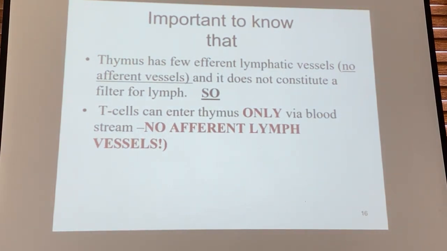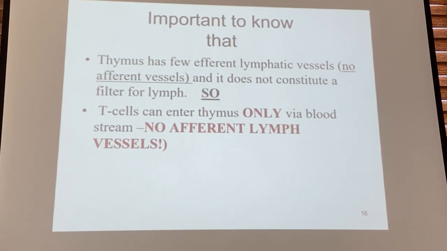Important to know, there are no efferent lymphatic vessels for the thymus. This is one differentiating point between the thymus and the lymph node. If you remember from the last lecture, there are a large number of efferent lymphatic vessels carrying lymph to be filtered by the lymph nodes. But in the case of the thymus, there is no efferent vessel. This means the thymus is not associated with the filtration of the lymph.